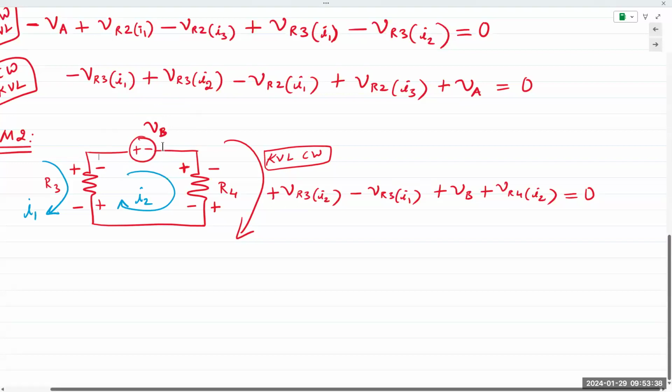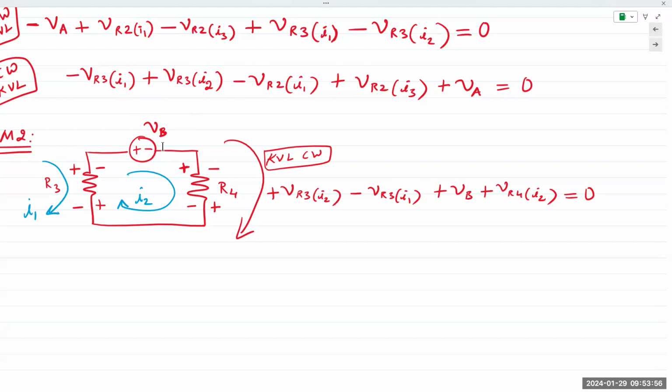To sum up the voltages around this loop, we need to describe the voltage across R4 and the voltage across R3. And to describe those voltages, we assume a hypothetical current that is flowing through that mesh. Does that make sense? Thank you.